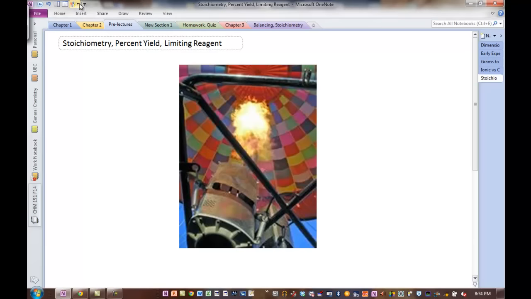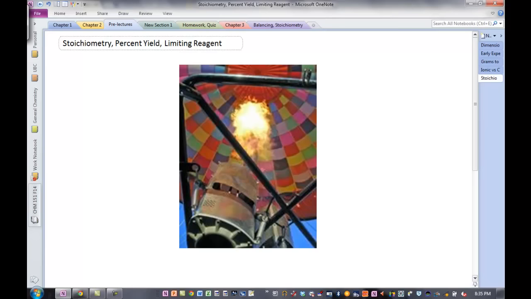Hello everybody. What I would like to do in this pre-lecture is focus on stoichiometry, and we'll talk about some other concepts of how we do stoichiometry. We'll get to limiting reagent at the end. Okay, so we've talked a little bit already about the importance of mole ratio, and let's focus on a particular reaction as we go through some stoichiometry problems.